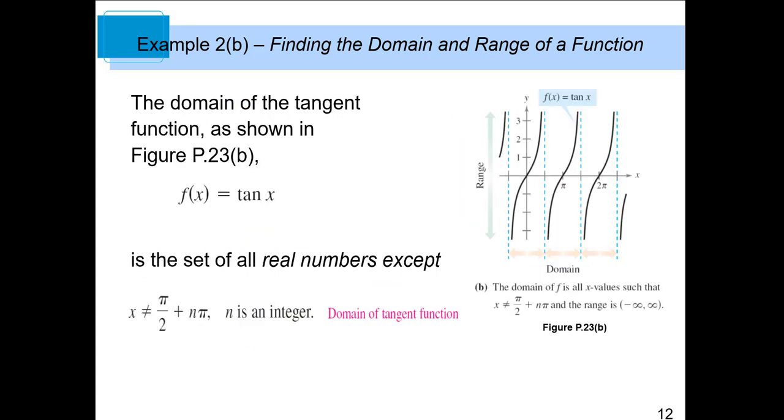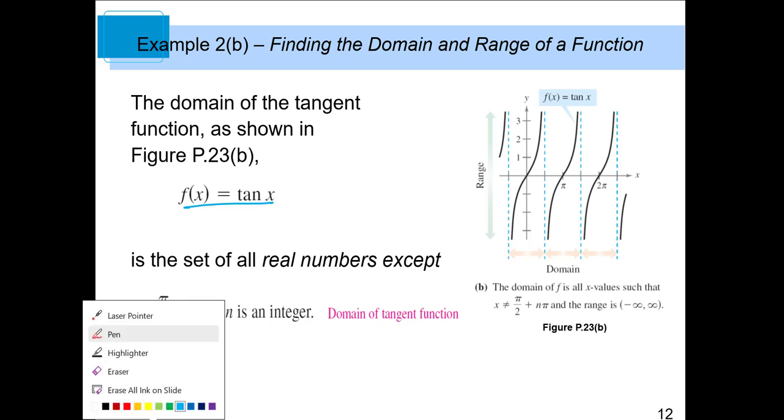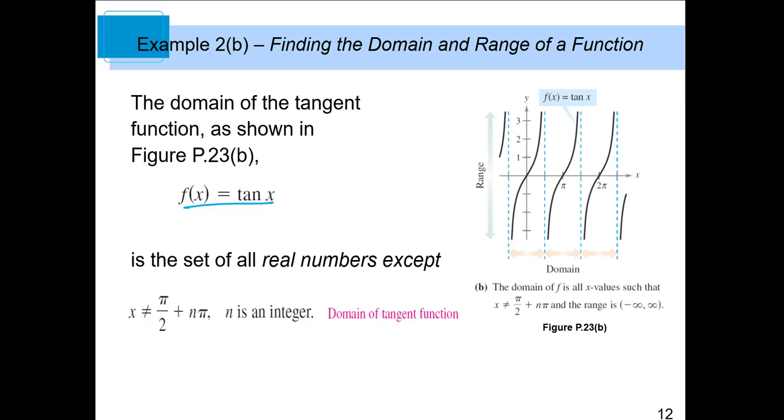And then let's look at the tangent function, the domain and range of the tangent function, right? f of x equal tangent x. So in this case, domain are all real numbers except all this, right? This is what we call the vertical asymptotes, and this one is minus pi over 2, and this is pi over 2, 3 pi over 2, and 5 pi over 2. So if you want to write this in the proper form, that would be pi over 2 plus n pi, right? n here is an integer. So the domain is all real numbers except this.